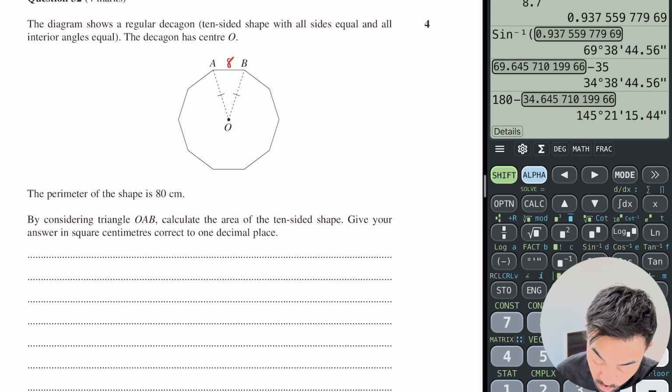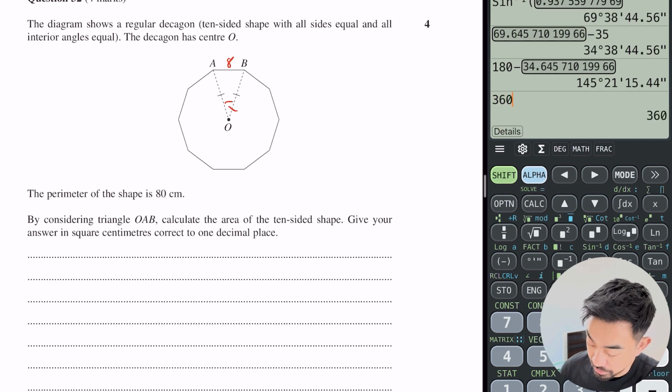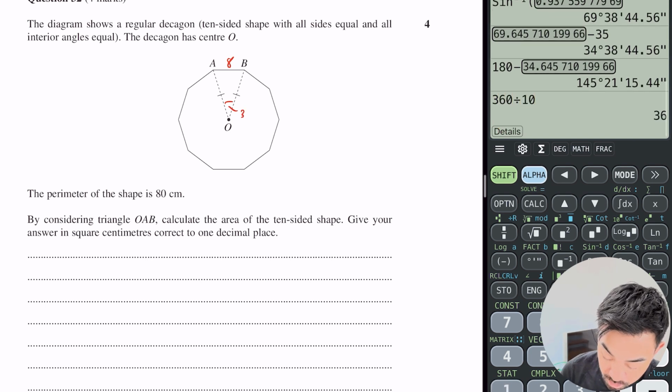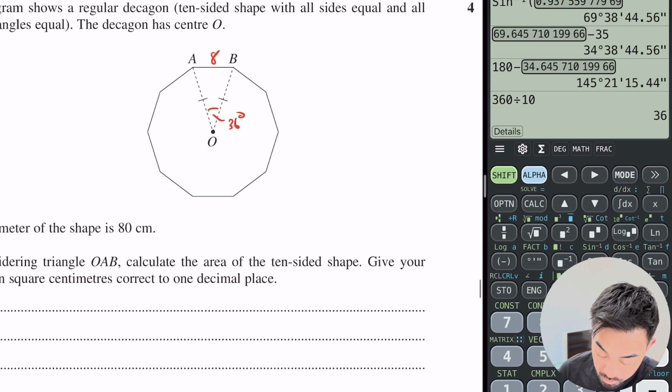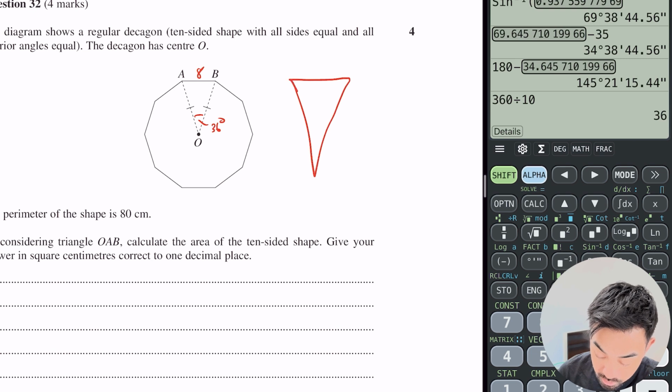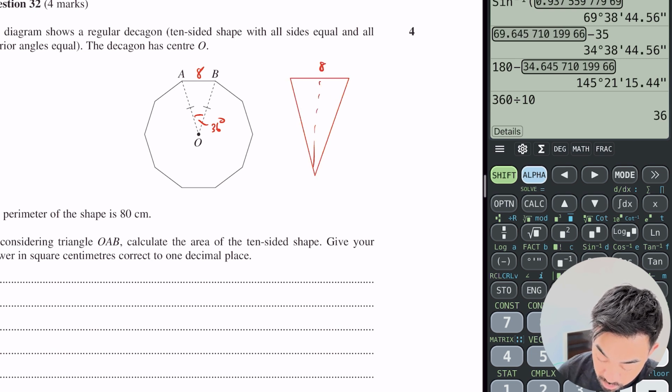And what's the area of this triangle? Well, what's this angle in here? That has to be 360 divided by 10, which is 36. So that's 36 degrees. Let me just redraw this triangle out here so you can see. So the base is 8 and this is 36. If we split it in half, that's 18 and it's 4 this way.